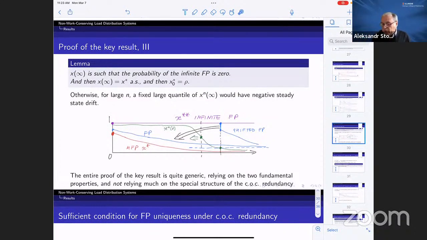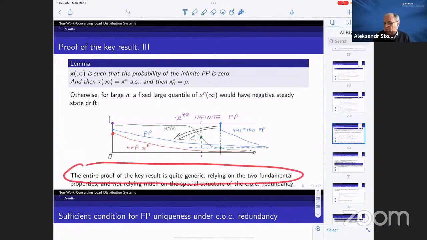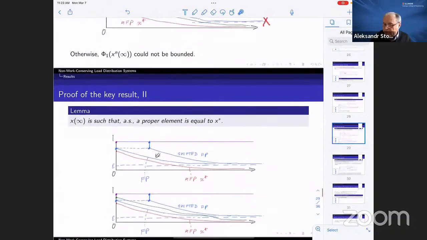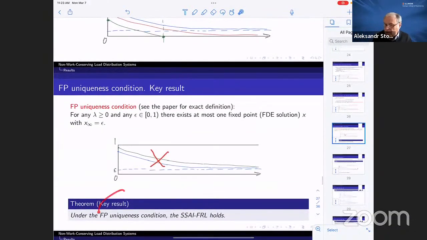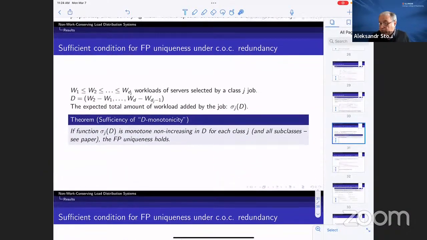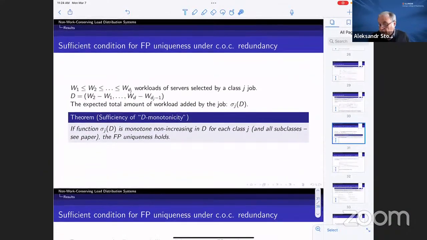What is important is that anything I said so far, if you think about it, did not use the structure of cancel completion redundancy much. We only use those two properties: the egalitarian trend, so the particles tend to stay together, and monotonicity. We hardly use anything else. So this key result is fairly generic. It has very little to do with cancel completion. Now, maybe this condition is vacuous. Okay, it's not vacuous.